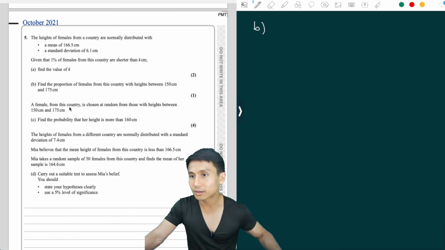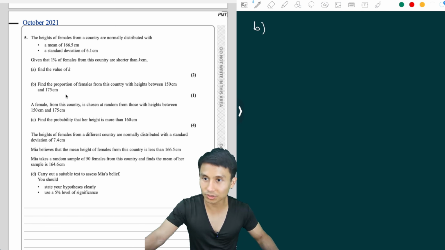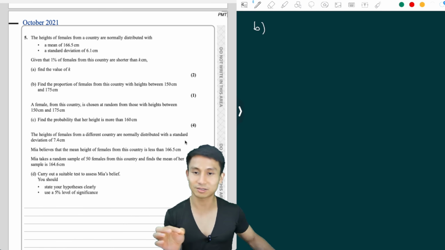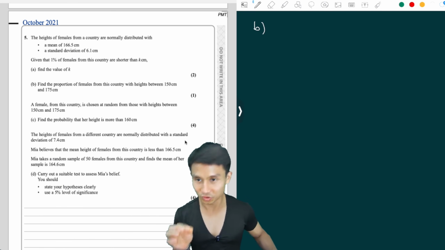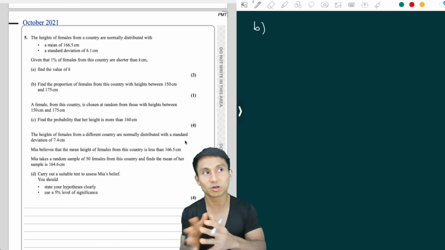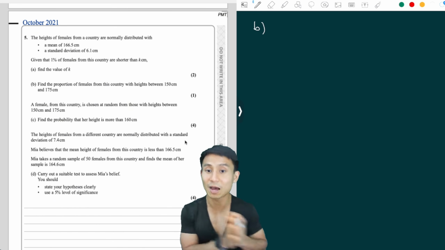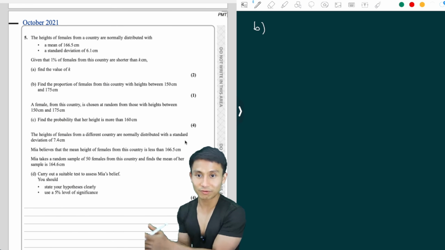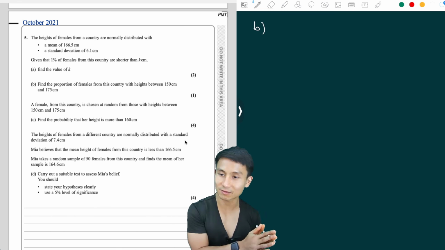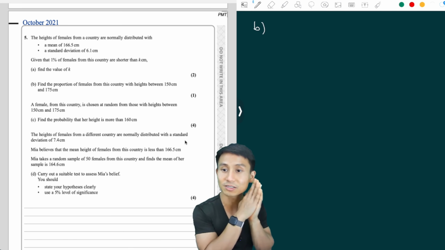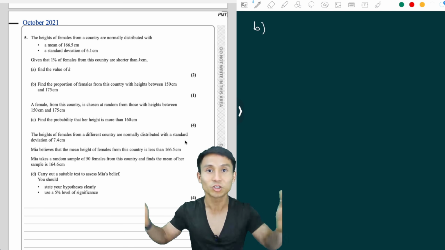Part B. Find the proportion of females from this country with heights between 150 and 175. This is 1 mark because you can just use the calculator, and you should use it. This time you go to normal CD, and there will be lower and upper. You put lower as 150 and upper as 175. Then the mean is 166.5, and the standard deviation is 6.1. And see what you get.